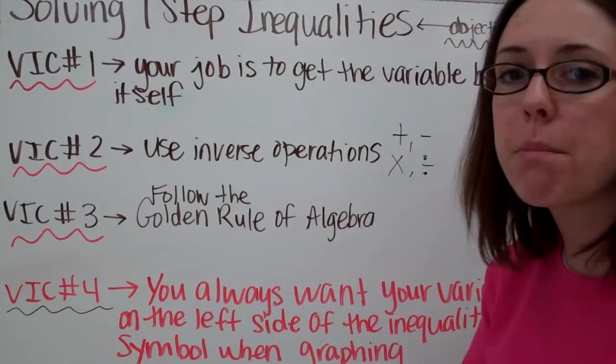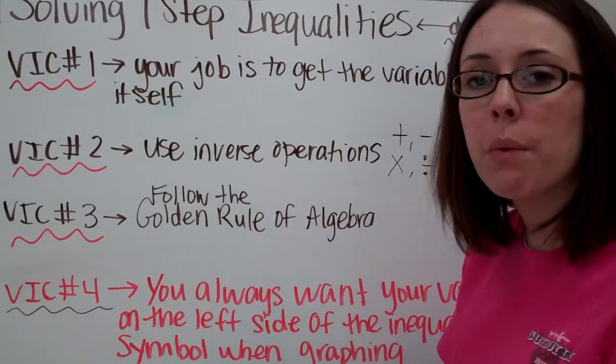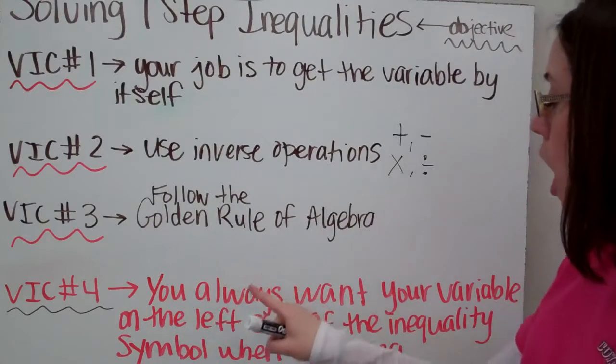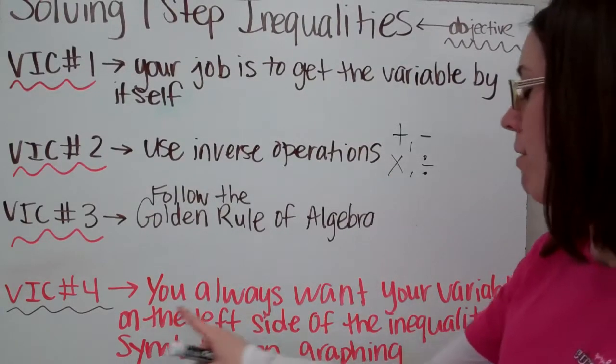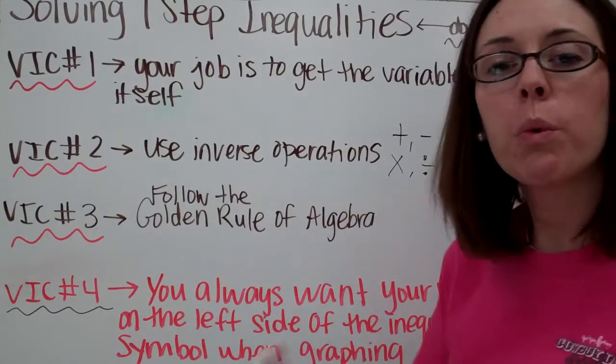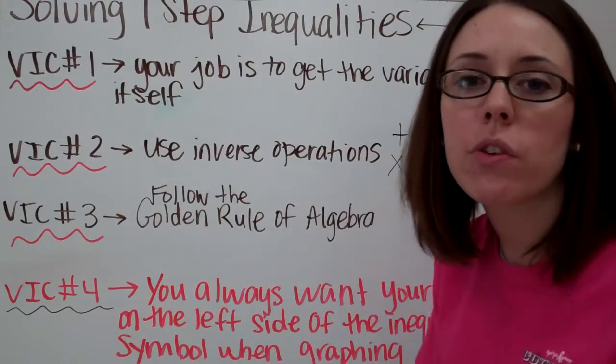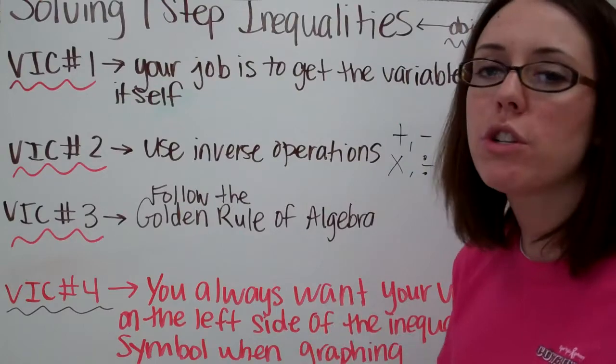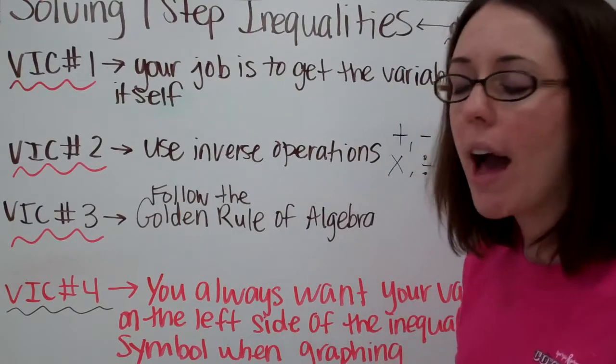And finally, big number four. This is something new, so I want you to really pay attention. You always want your variable on the left side of the inequality symbol when graphing. When we get to solving these inequalities, we're also going to graph them. You really want your variable on the left. I'll show you why in a little bit.